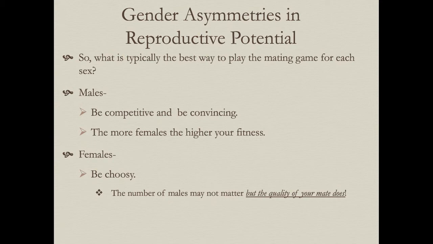Females, on the other hand, remember they have a very limited supply of eggs, these really valuable eggs. They can't produce nearly as many eggs as males can produce sperm. So, again, don't mate with just any male in the population. You have these limited, valuable resources, so you should be really choosy in who you mate with. So, unlike males, which are going after quantity of mates, females are going after the quality of the mate.